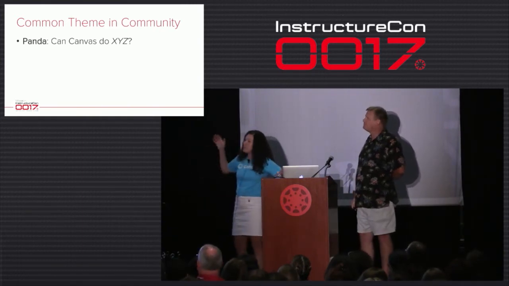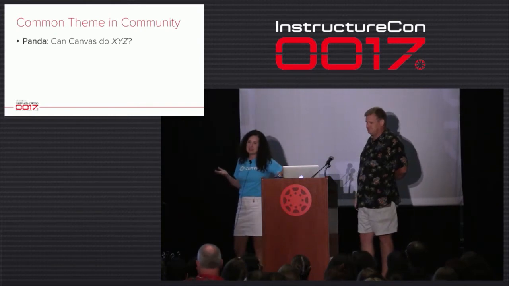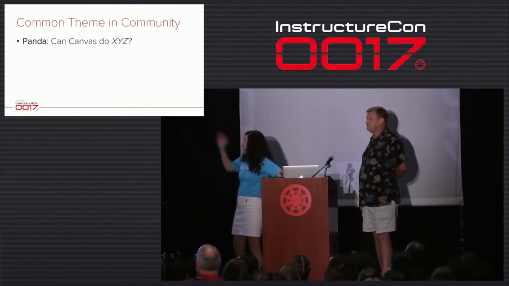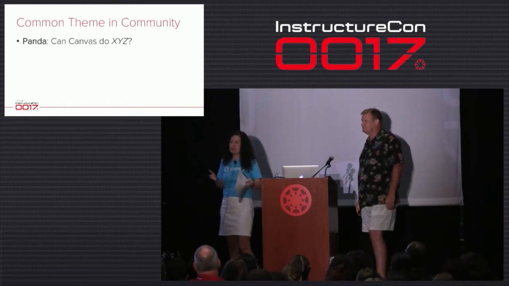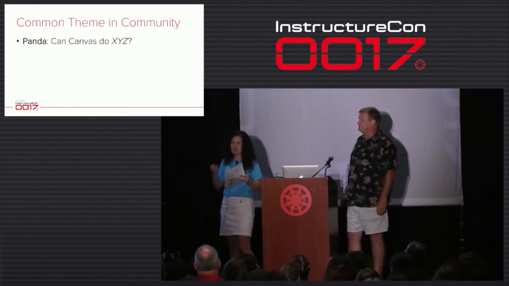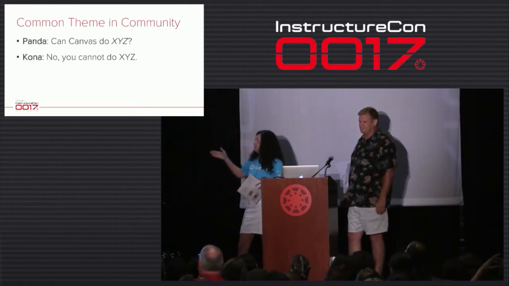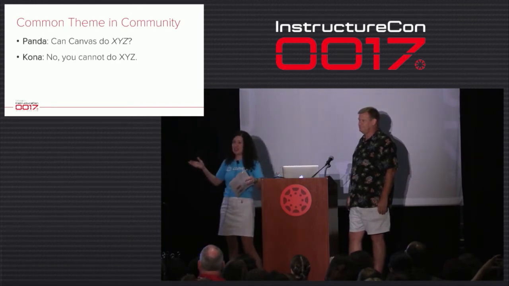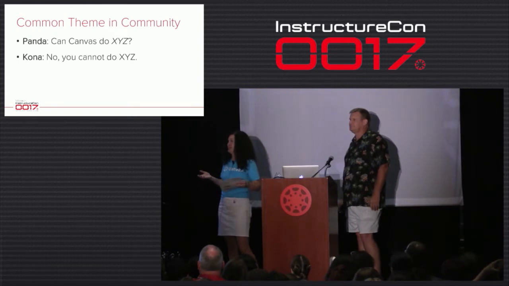A common theme in the Canvas community is our Panda user. Your general Canvas user will say, hey, can Canvas do this? I want to know what role a person has, or what their name is for their user, and I want that right there. And I'll come in and say, sorry, there's no way to do that in the front end of Canvas. It's really not possible.